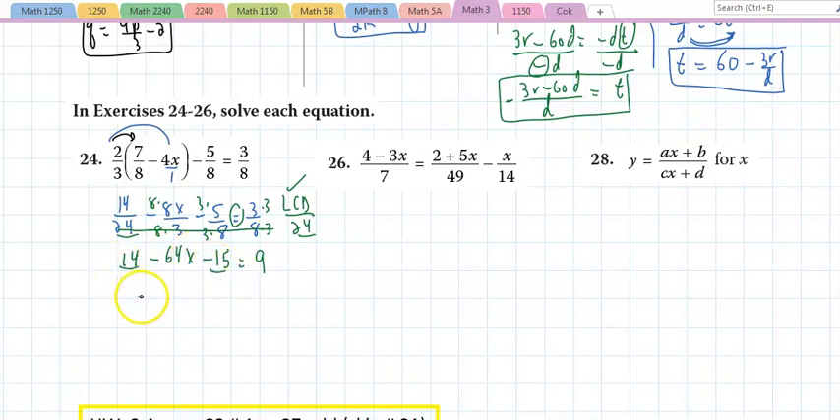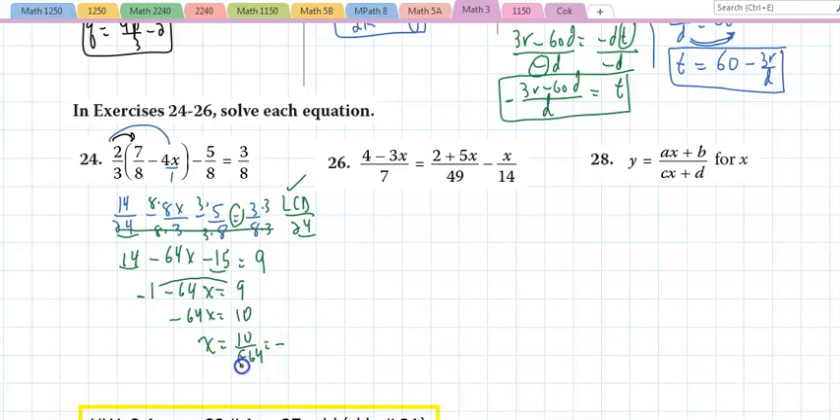14 minus 15 is negative 1, minus 64x equals 9. Well, since I only have one variable, reverse order of operations: add 1 to both sides. 9 plus 1 is a 10. Divide by negative 64. And I could reduce the top by a 2.